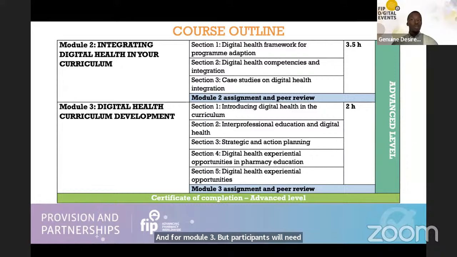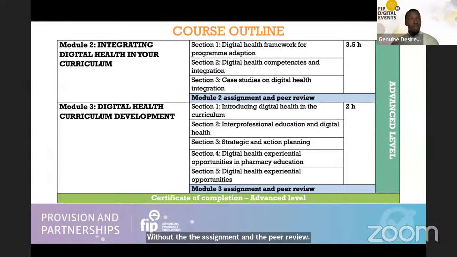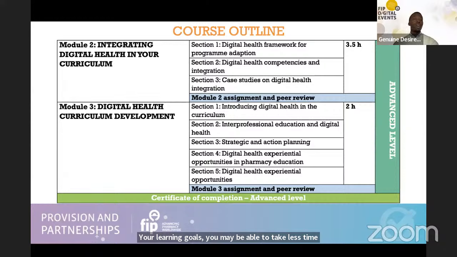So in total, that's about 5.5 hours for modules 2 and 3 without the assignment and the peer review. As I had already mentioned in my previous slide, these figures are conservative estimates, and depending on your learning speed and your learning goals, you may be able to take less time or more time, but this is just to inform you of some of the time requirements that will be required of you if you decide to join the course.